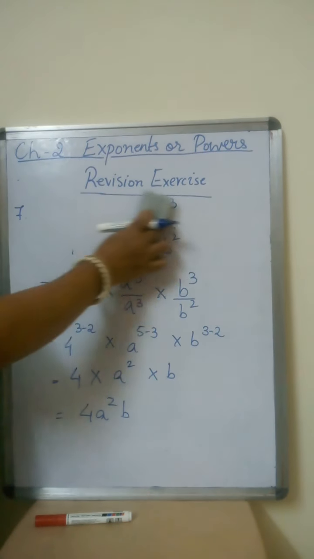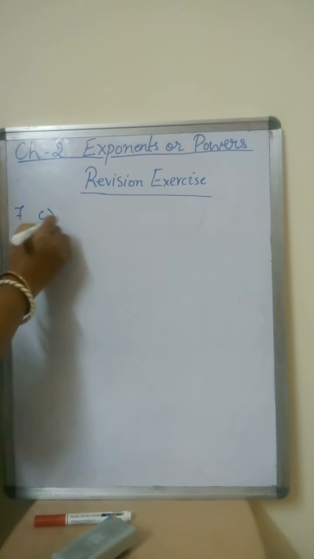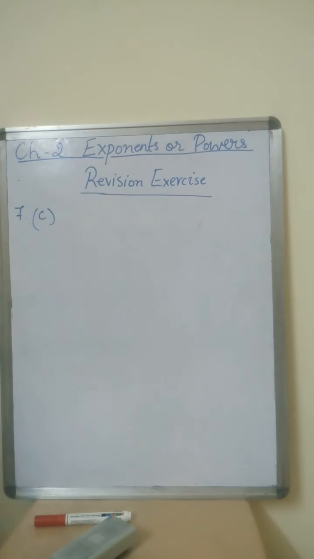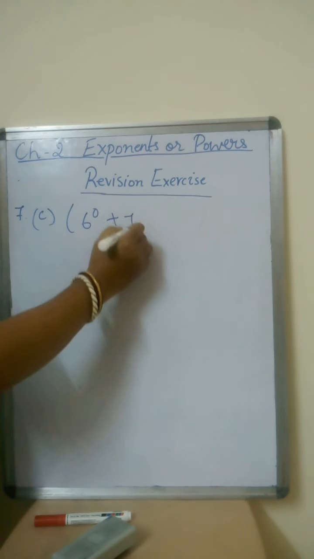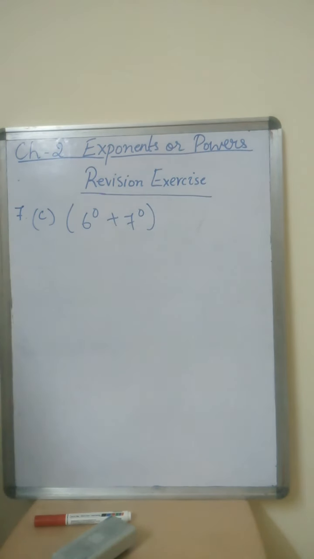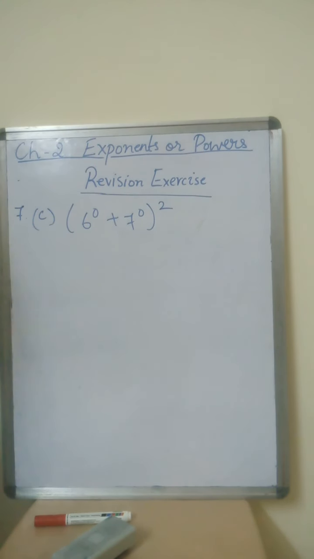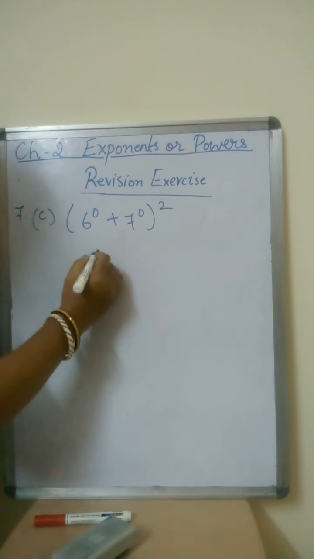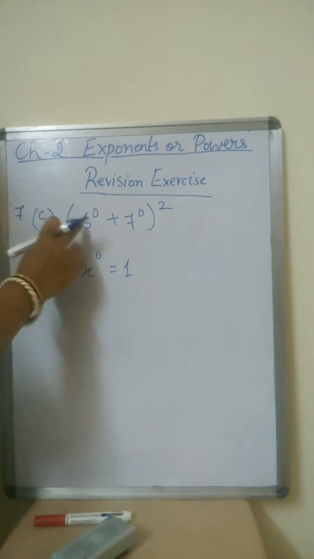Next we come to question number C. So what is there in question number C? Let us see. 6 to the power 0, very good. 6 to the power 0 plus 7 to the power 0, whole to the power 2. Now in the previous part I have showed it to you that x to the power 0 is equal to 1, right? So 6 to the power 0 is how much?